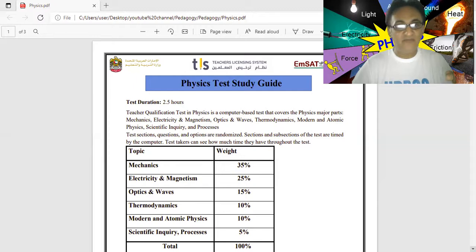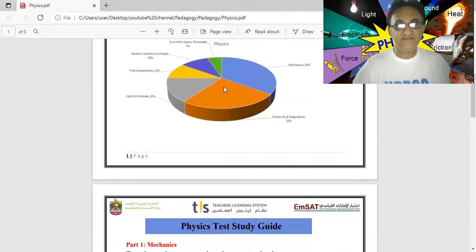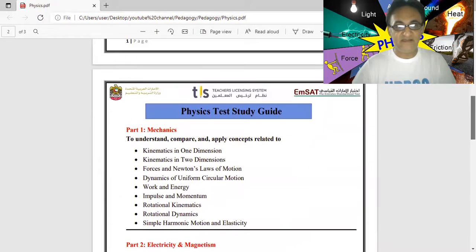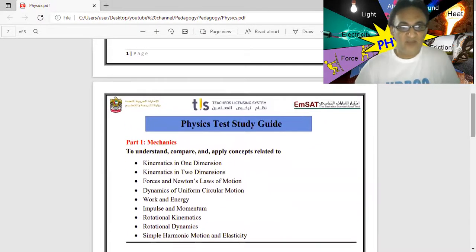Let's see mechanics. Stay with me. From mechanics, which topics do you have to study? This is the analytics view of these topics, which gives you the percentage of each one. First is mechanics. How many topics can you see here? 3, 6 and 9 topics. So kinematics in 1 dimension, similarly 2 dimensions, force and Newton's laws of motion.